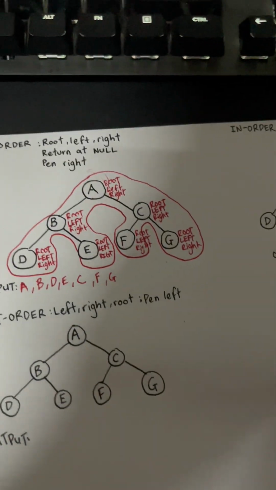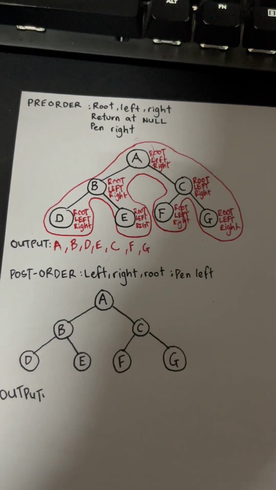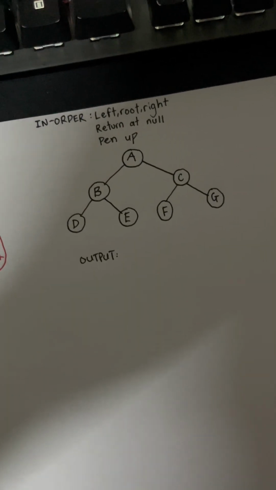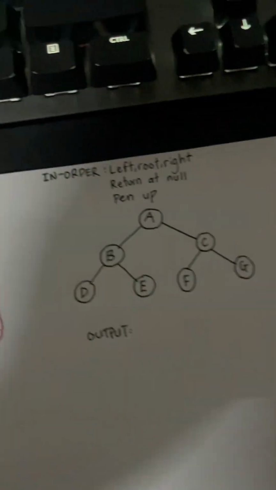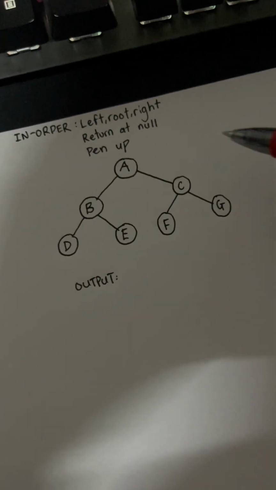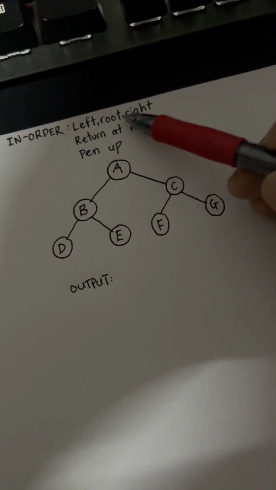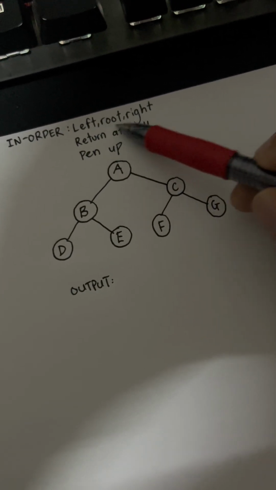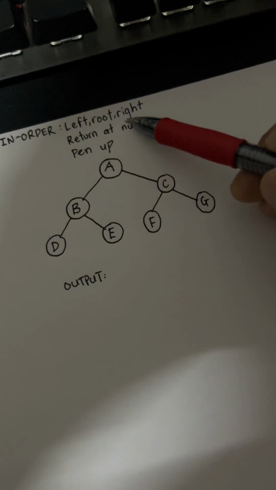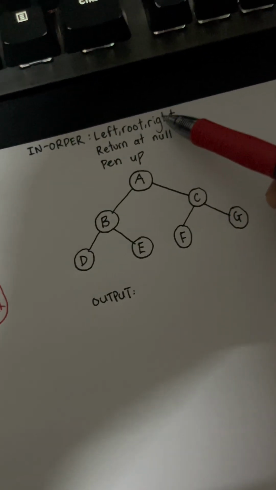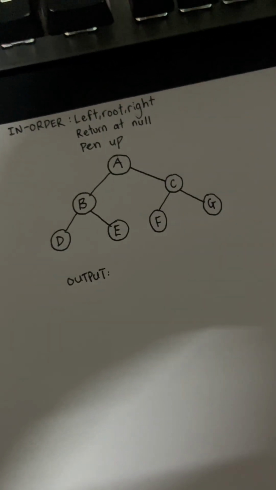Okay, next I will do in order. So we've done pre-order, next we have in order. For in order, the steps are go left, print at root. Here you can also say visit if you want. I've just written root, and then here go right and return at null.